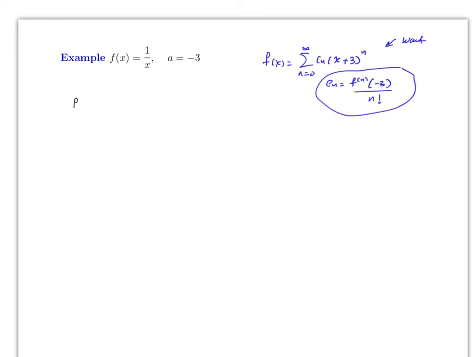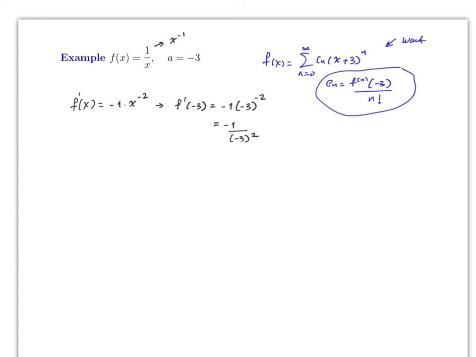So here it is. You have f prime of x. Remember, this is the same thing as just x to the negative 1, so it will be negative 1 times x to the negative 2. Therefore, f prime of negative 3 will be negative 1 times negative 3 to the negative 2, or negative 1 over negative 3 squared. Again, don't simplify.